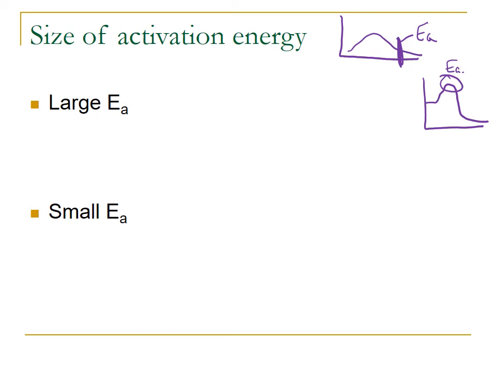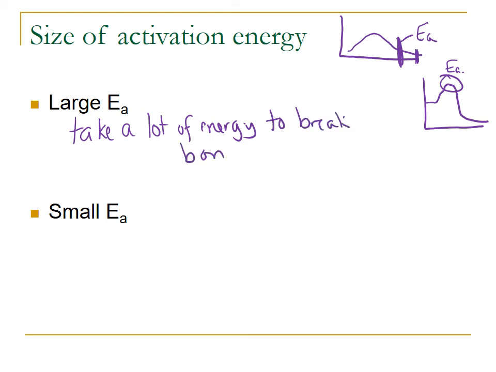If you have a large activation energy, that means that on this top one, the threshold's really high, or on our potential energy diagram, that hill that you have to go up is really, really high. That means that it's going to take a lot of energy. So let's see how well I can write today. A lot of energy to break bonds of reactants. And so if it takes lots and lots of energy, that's going to be harder to do. A small activation energy, well, it's going to be the opposite. It does not take a lot of energy to break the bonds of the reactants.